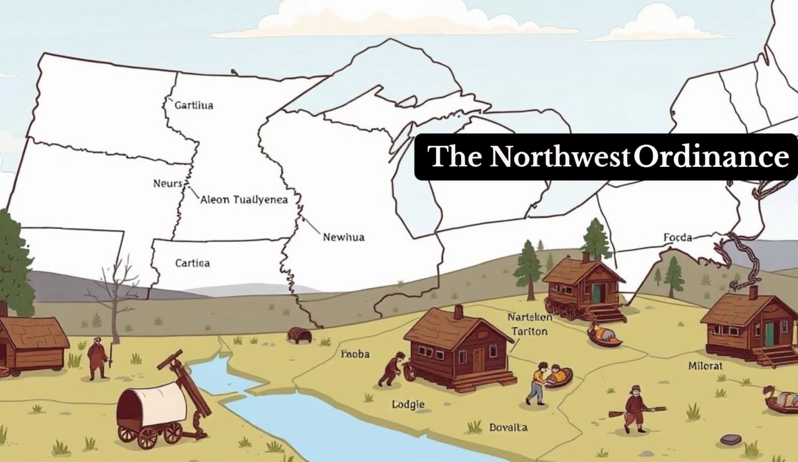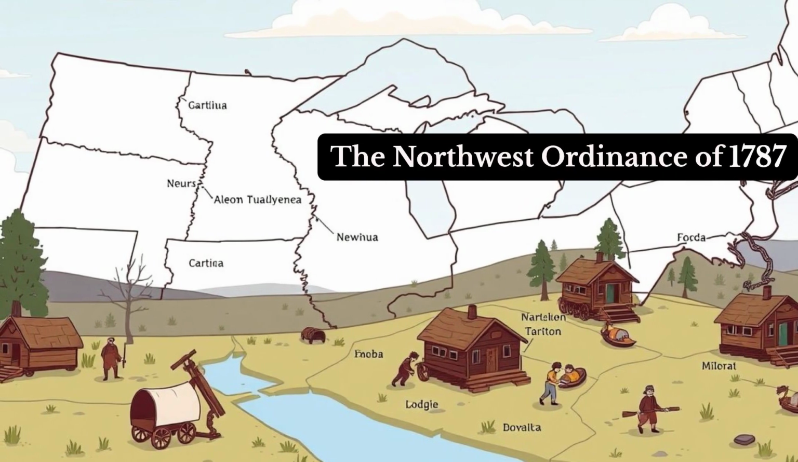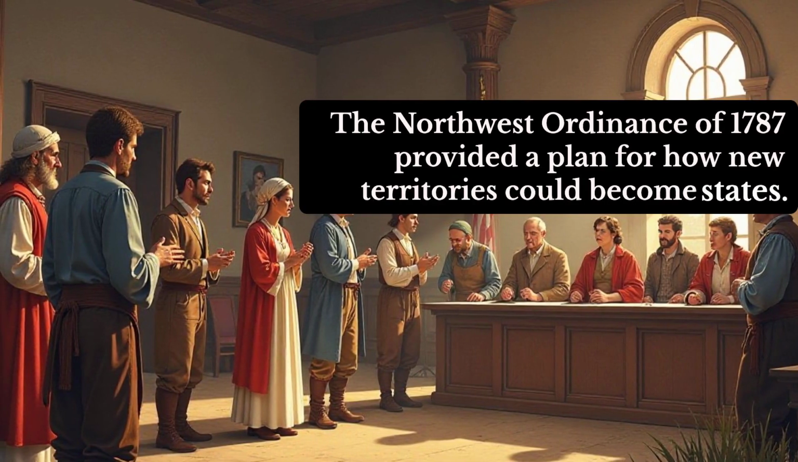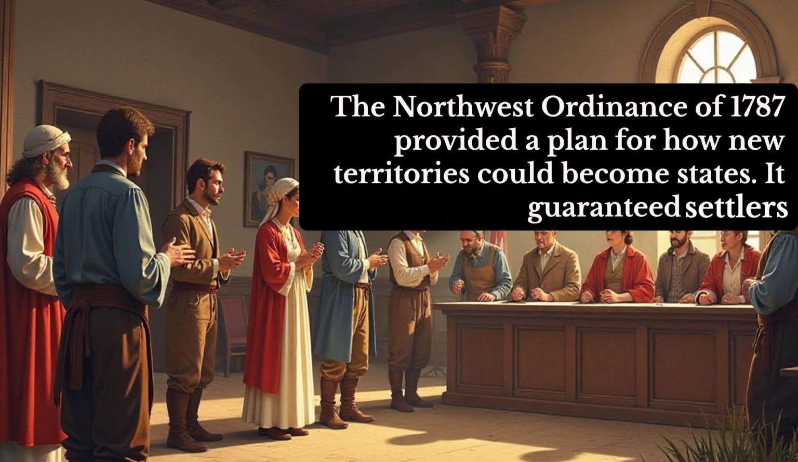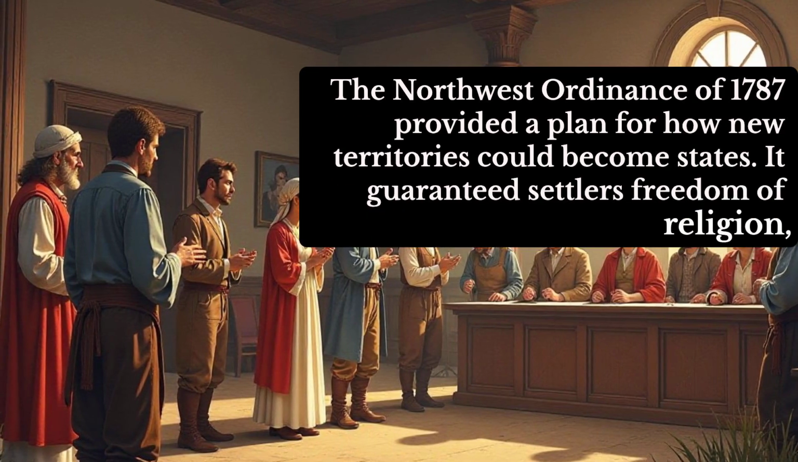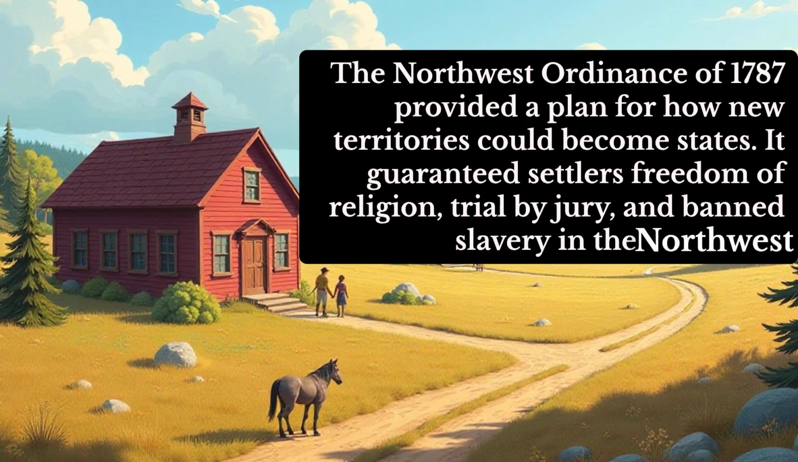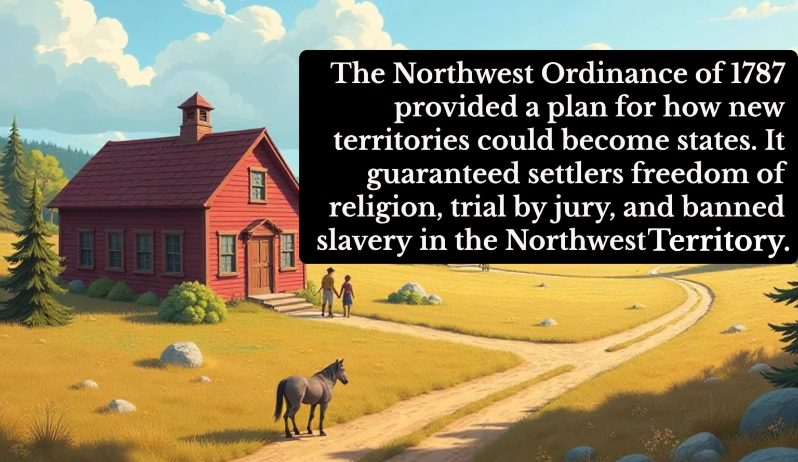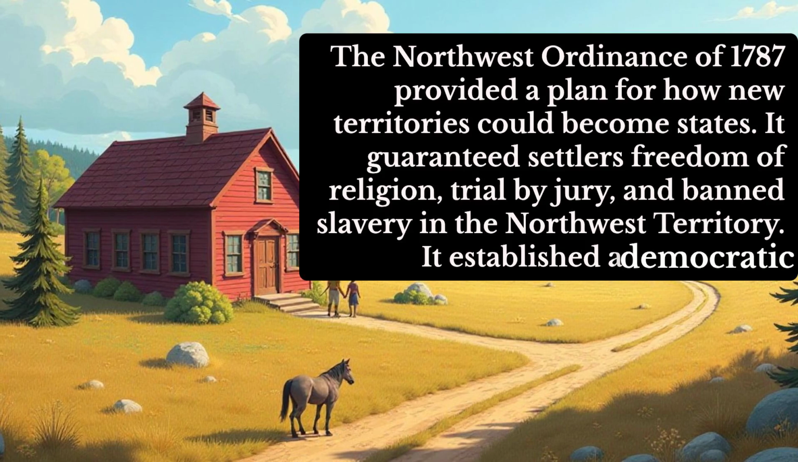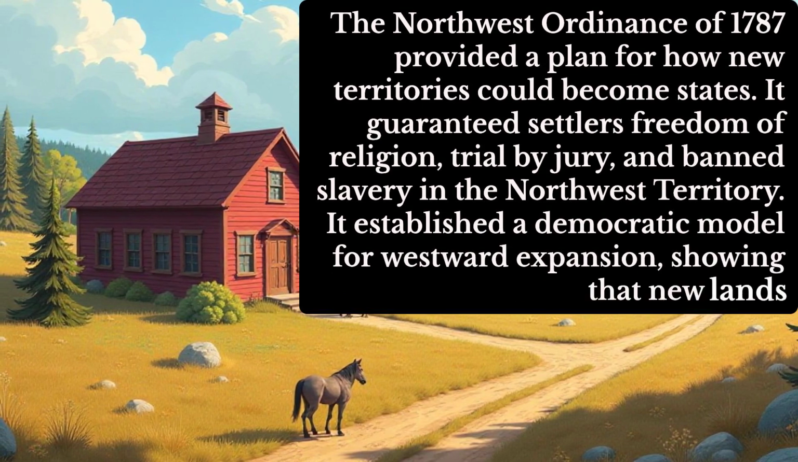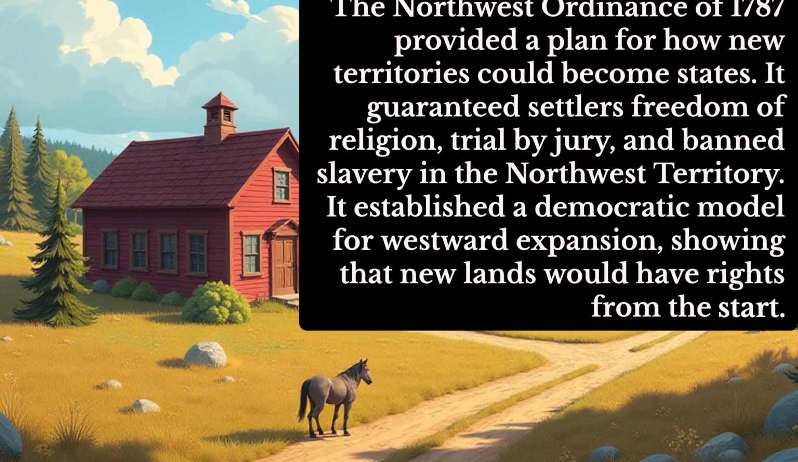The Northwest Ordinance of 1787 provided a plan for how new territories could become states. It guaranteed settlers freedom of religion, trial by jury, and banned slavery in the Northwest Territory. It established a democratic model for westward expansion, showing that new lands would have rights from the start.